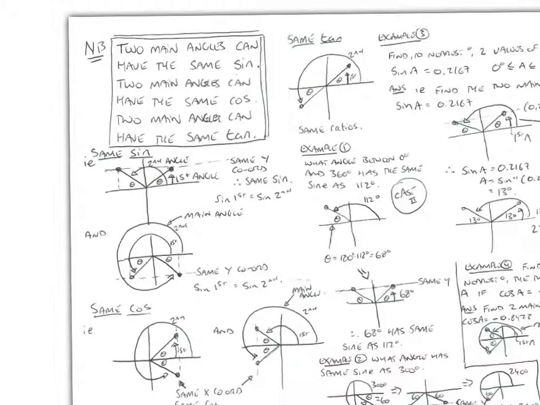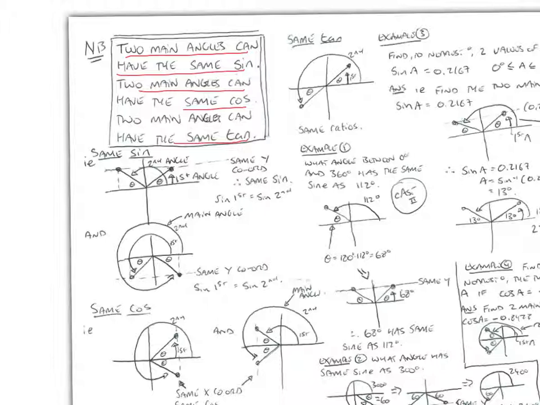Now, what's really important about trigonometric functions is to note and realize that two main angles can have the same sine, or two main angles can have the same cosine, or two main angles can actually have the same tan. So two different angles, both main angles, can have the same sine value. And how and why is that?